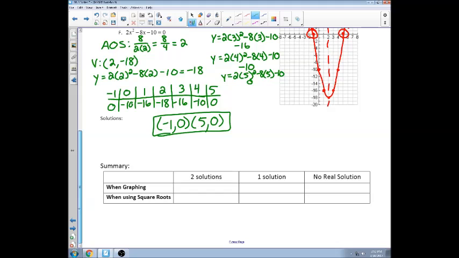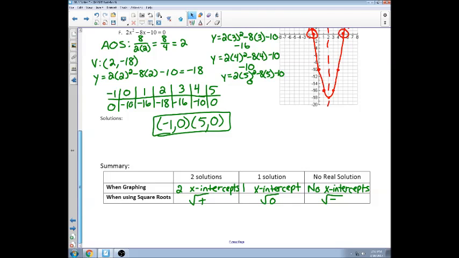So our summary. When graphing, if I have two solutions, that means I'm going to have two x-intercepts. When using square roots, it would be the square root of a positive number. If I have one solution, I'll have one x-intercept. It would be the square root of a 0. And if I have no real solution, there would be no x-intercepts. And it would be the square root of a negative number.